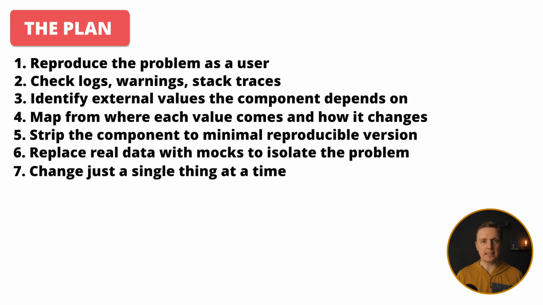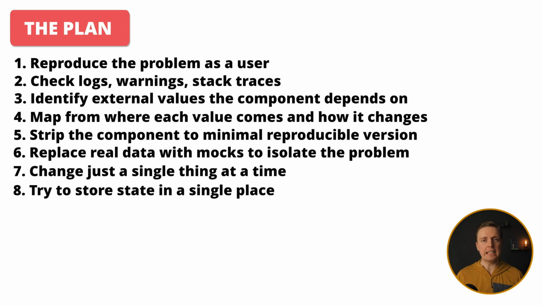Change just a single thing at a time. When I see developers changing like 5 or 10 different variables and then check if it is working, this is counterproductive. You will spend a lot of time and you won't understand what exactly causes the issue. In your applications, try to have your state in a single place, like for example Redux. Then it is much easier to debug because you see your state and how every single action changes your state.